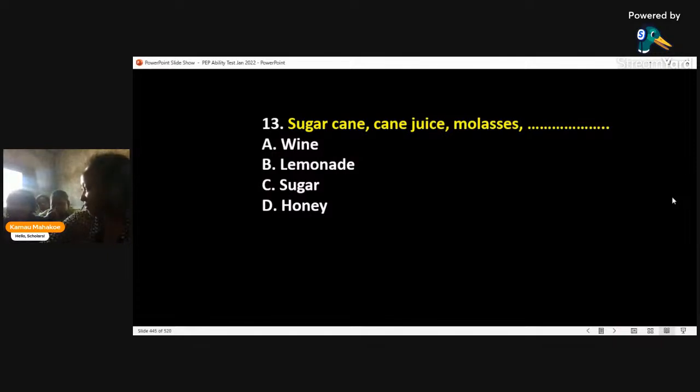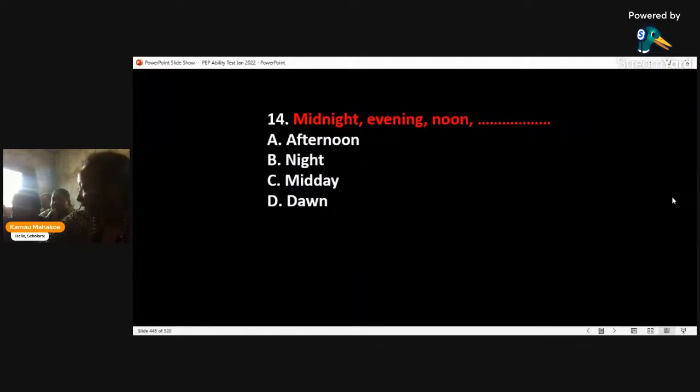Sugar cane, cane juice, molasses, sugar. So we have the sugar cane, and then we extract the juice, and then we boil the cane juice to make molasses. And then when we keep boiling it and crystallize, it becomes sugar. So that makes sugar.